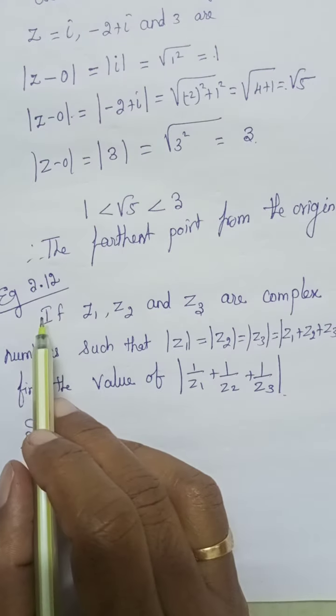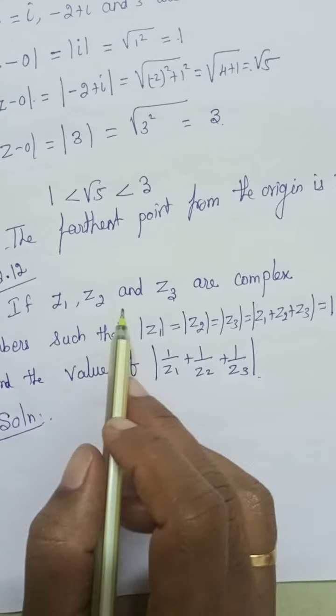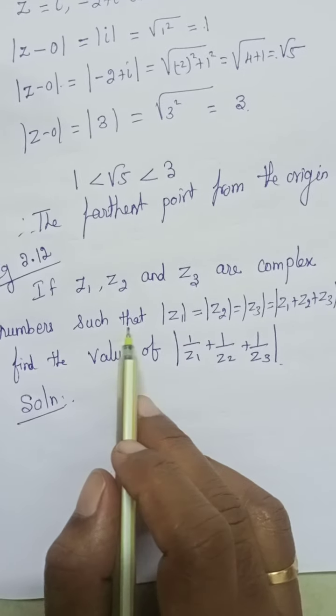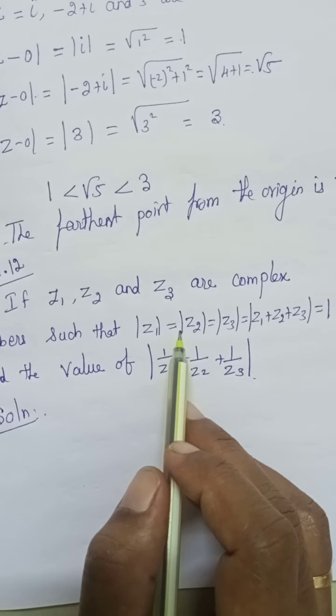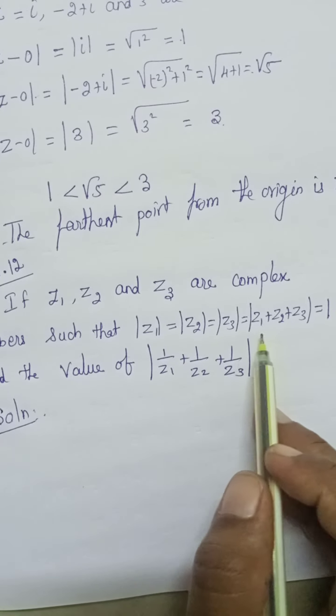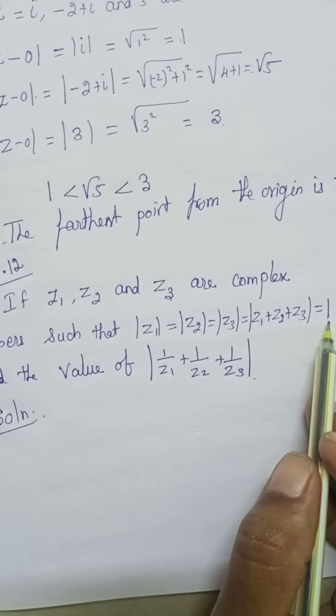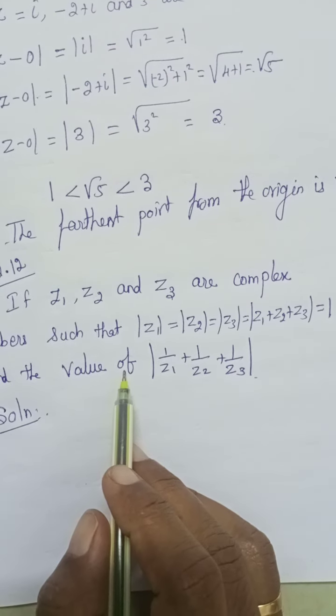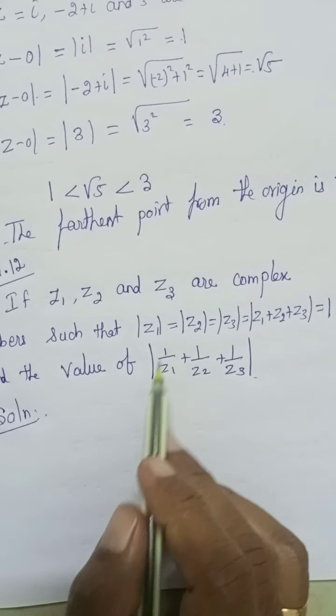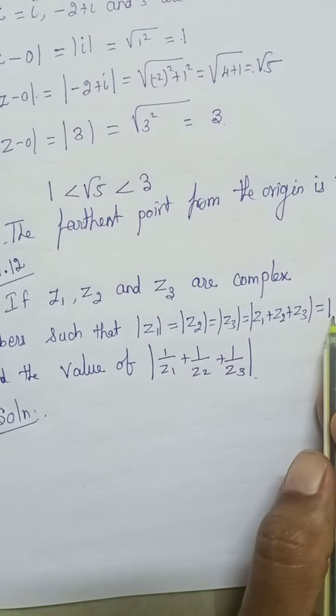See the next, an easy problem but important. If Z1, Z2 and Z3 are complex numbers such that modulus Z1 equal to modulus Z2 equal to modulus Z3 equal to modulus Z1 plus Z2 plus Z3 equal to 1, find the value of modulus 1 by Z1 plus 1 by Z2 plus 1 by Z3. These are the given values.